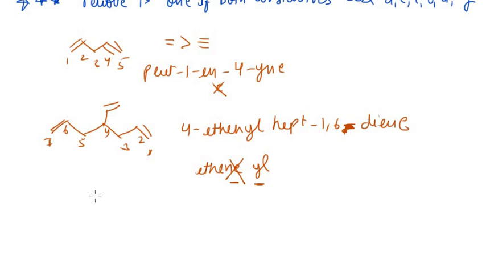Now if we have alkyne as a substituent, suppose CH triple bond CH, then we remove H, so it will become C triple bond CH. We will be naming it as ethynyl. It is ethynyl, we will be naming it as ethynyl.